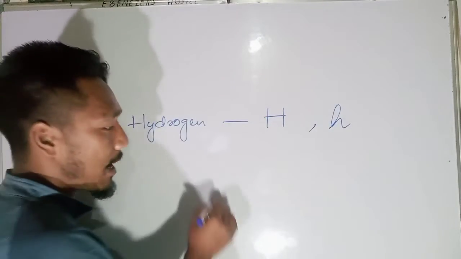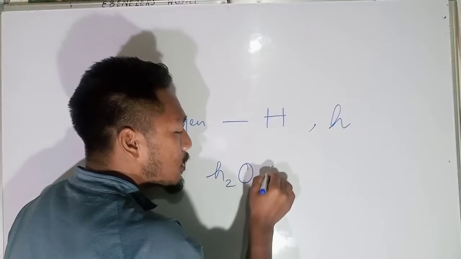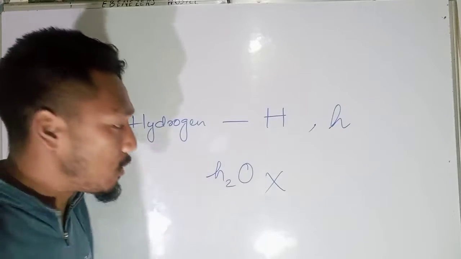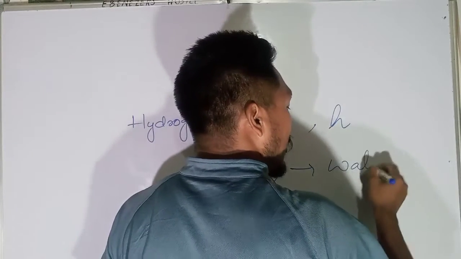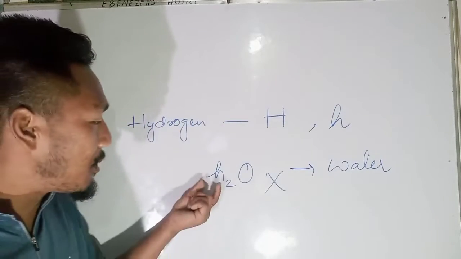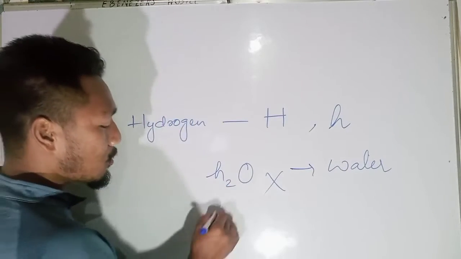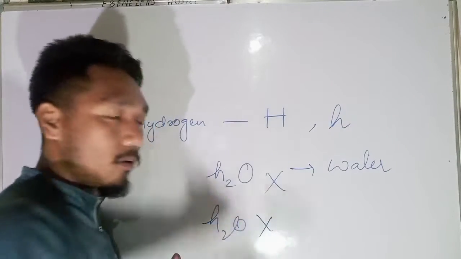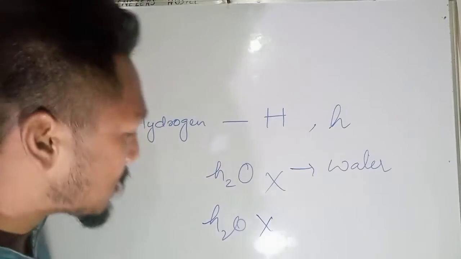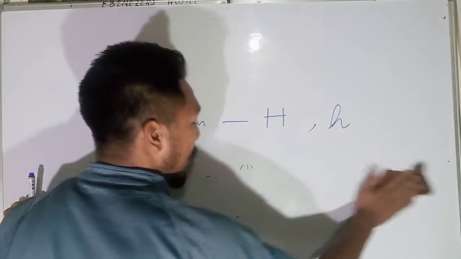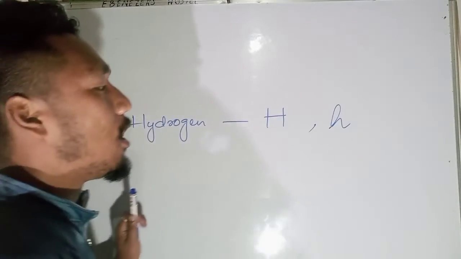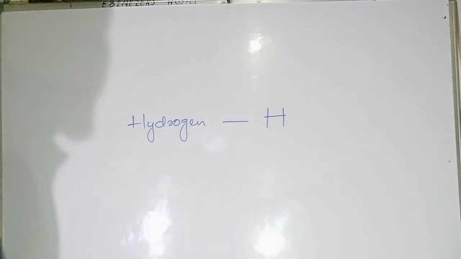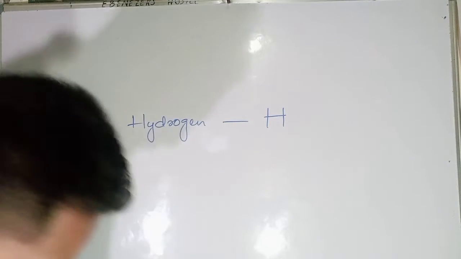I see many students writing it this way, small h 2O. This is wrong. We cannot write small h 2O. You might know that the formula of water is H2O, but some students write it like this, which is completely wrong. What does chemistry say? The IUPAC has given the rule that hydrogen should always be denoted by the capital letter H.